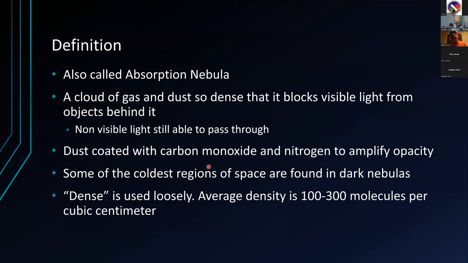So it's not just the density of the matter that may be blocking certain wavelengths. It's also the elemental composition. Yeah, absolutely. Very good. Thank you. Because as I do say here, the carbon monoxide and nitrogen amplify the opacity. So yeah, depending on elements, any of those carbon compounds really block the visible light big time.